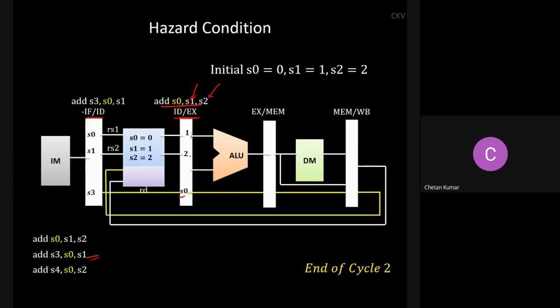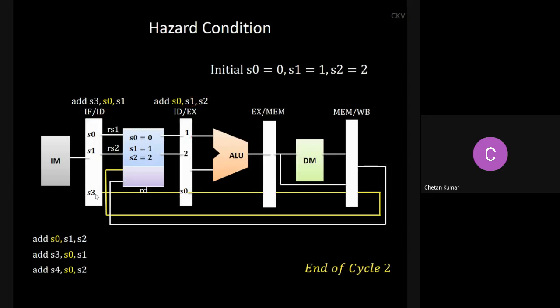So now the IF/ID register will contain the instruction code for the second instruction. That means your RS1 field will be S0, your RS2 field will be S1, and your RD field will be S3. Till this point, any doubts? So I've just shown how the data moves from one stage to another stage.